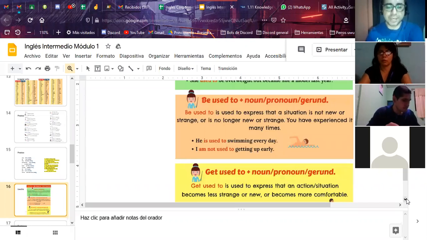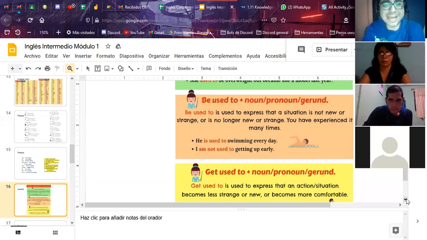Okay, so this is kind of new, it's different. It says be used to, so that is the verb to be, plus a noun, pronoun, or a gerund. So, when you say be used to, it's used to express that a situation is not new or strange, or is no longer new or strange. You have experienced it many times. So, for example, when you say he is used to swimming every day. Do you understand this part?